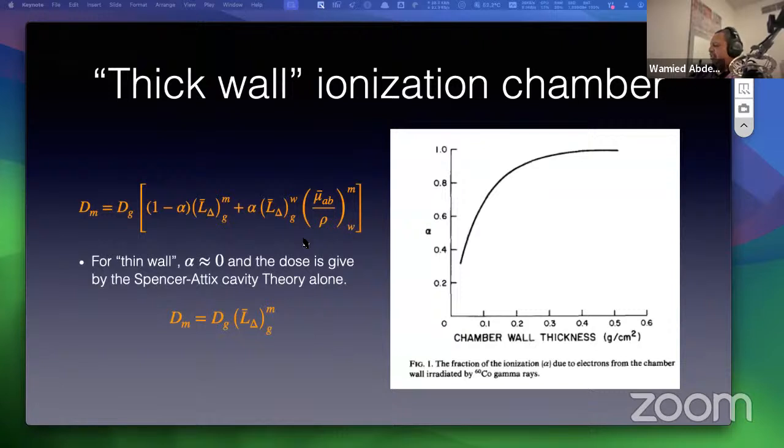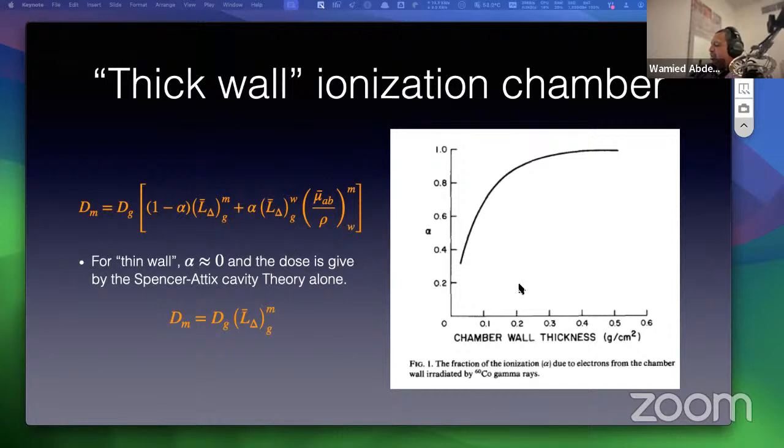And there are some data, this here is for cobalt. We have some data for this fraction, the fraction of the dose deposited by electrons produced in the wall, as alpha. As the wall thickness increases, alpha will become 1, and then 1 minus alpha will be 0. Essentially, the full dose in the cavity is then produced by electrons produced from the wall. That's when we have a thick wall.